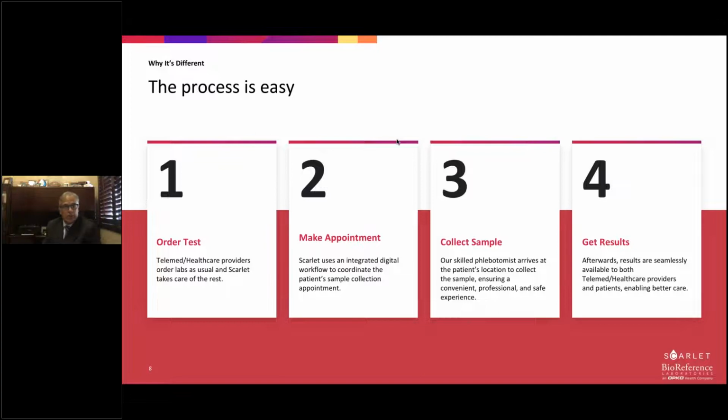Step number 2 is make the appointment. Scarlet uses an integrated digital workflow to coordinate the patient sample collection and appointment. Step 3 would be collect a sample. Our skilled phlebotomists arrive at the patient's location, whether that's work, whether that's home, any location the patient selects, ensuring a convenient, professional, and safe experience. And finally, the final step is results. Afterwards, results are seamlessly available to both the healthcare provider and the patients, enabling better care.